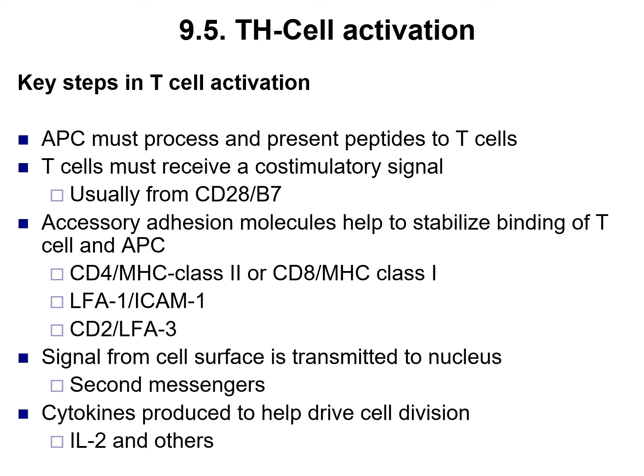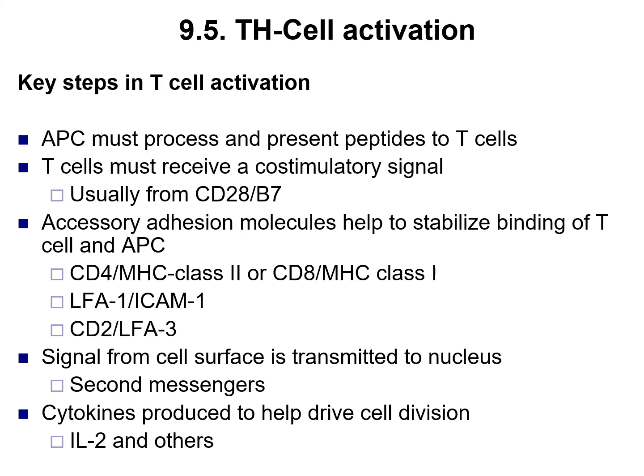What are the steps that are necessary for T cell activation? So this is more like a summary. Number one, the antigen presenting cells must process and present the peptide to the T cells. So first, there should be an antigen present on the surface of the antigen presenting cells, and the T cells will see this. Number two, the T cells must receive a co-stimulatory signal that would come from the CD28 and B7 molecules. So there must be a signal.